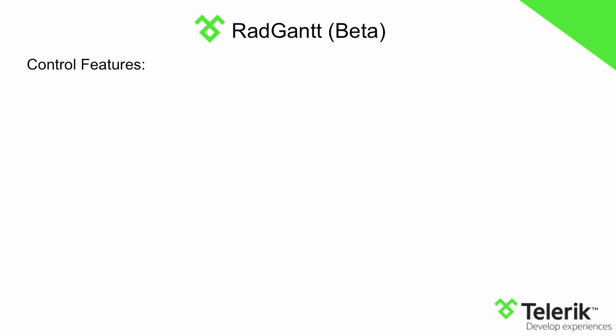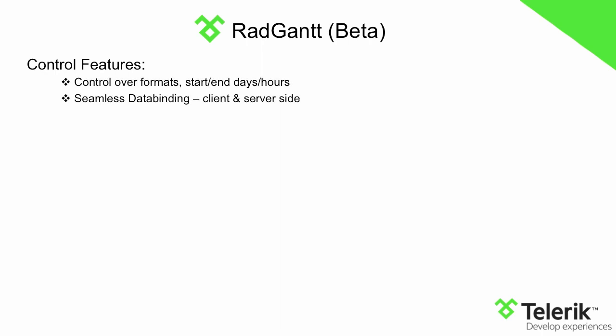Now, just as you'd expect from any hard-hitting control, the Rad Gantt is here to impress with its features. You have complete flexibility and control over some of the date formats and the details used inside the control. Things like the starting and the ending dates of the work week, the number of hours worked each day, and so on. And all of these details are bubbled up through easy data binding both on the client and on the server side. Now, let's take a quick look at a sample usage of the Rad Gantt control.